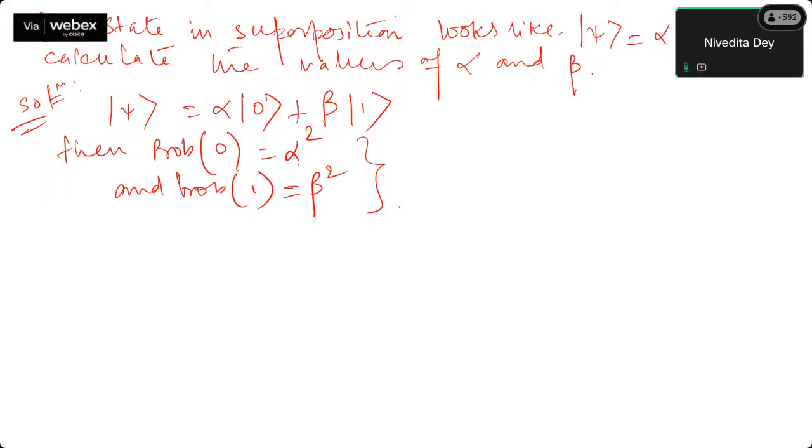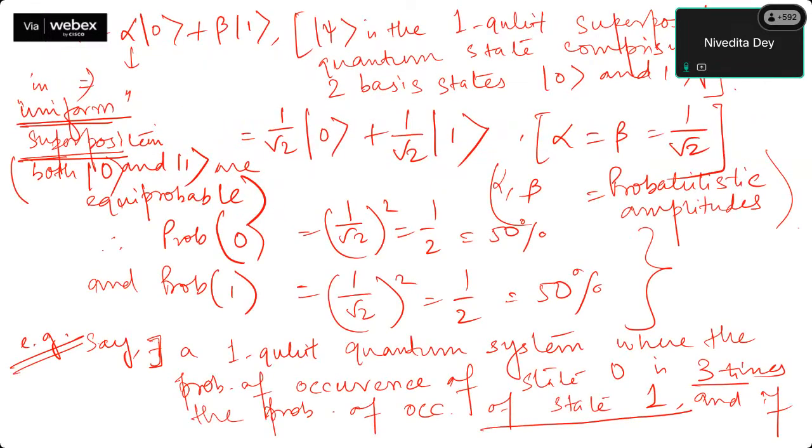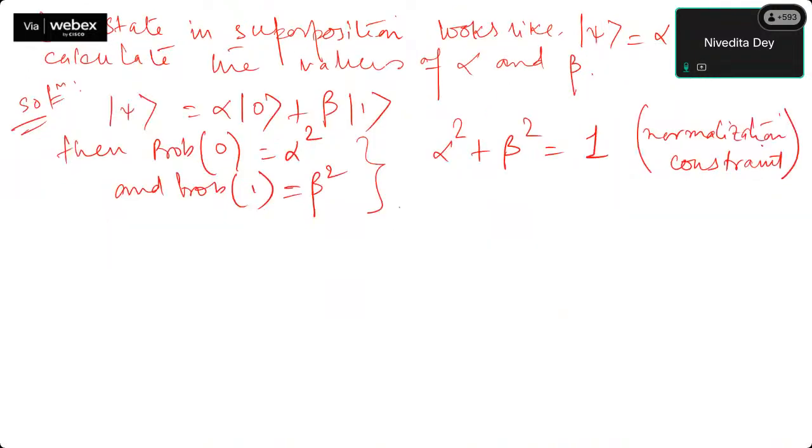And of course we know that alpha square plus beta square has to be equal to 1. This is the normalization constraint. Simple, by the rule of probability, this has to be true. Now the probability of 0 is 3 times that of 1. That means beta square is equal to p. If that is the case, then alpha square is equal to 3p.